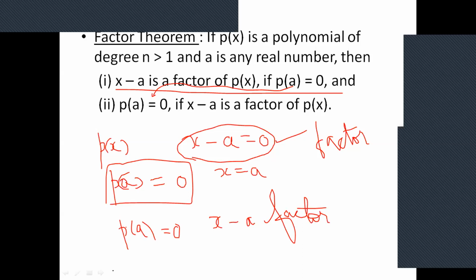Suppose instead of this, you know that x minus a is a factor. You don't know whether p of a is 0 or not, but you know that x minus a is a factor. I'm sorry, it's not working properly. Okay, so if x minus a is a factor, then clearly, without doing any calculation, we can conclude that p of a is always 0. That is because of these two conditions. So please remember, both ways it is true.